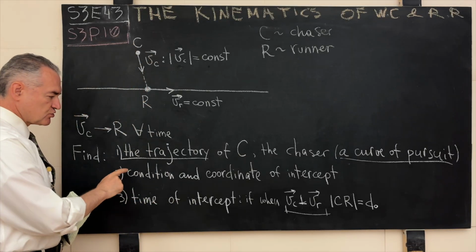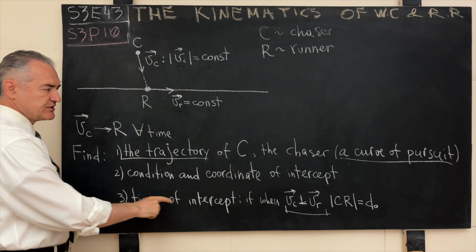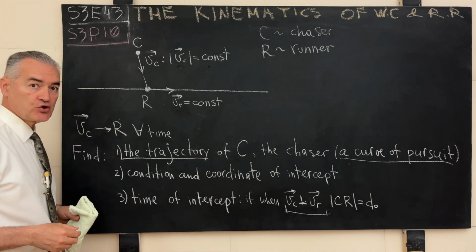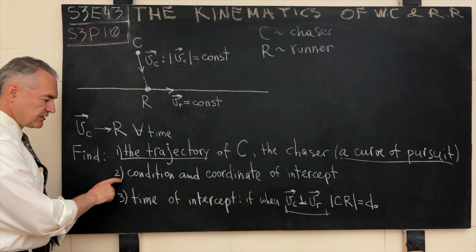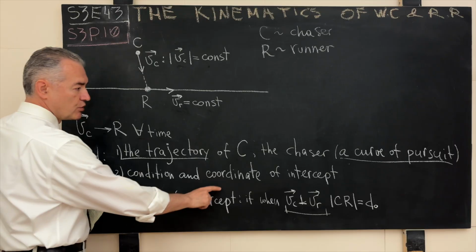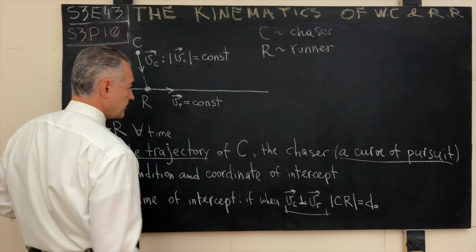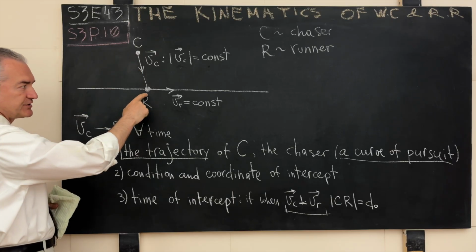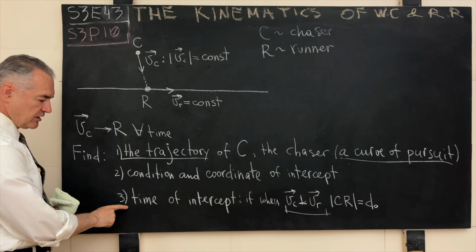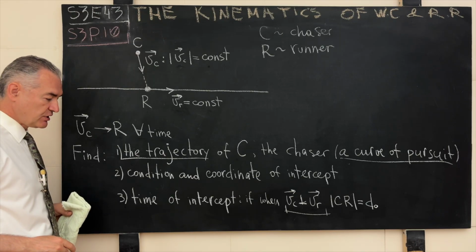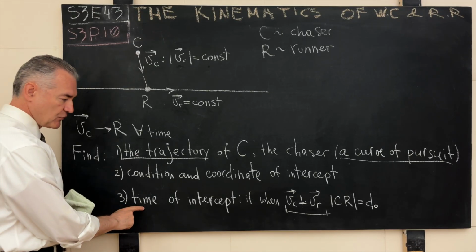First, we need to construct the trajectory of the chaser, or the point C. This is known as a curve of pursuit. Number 2, we're asked to recover the condition and the coordinate of intercept, at which point and under which conditions the point C can actually intercept the point R.